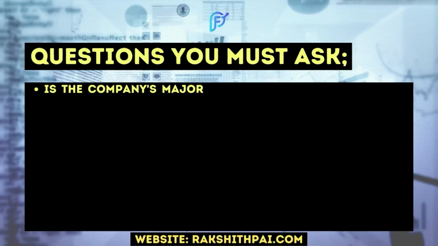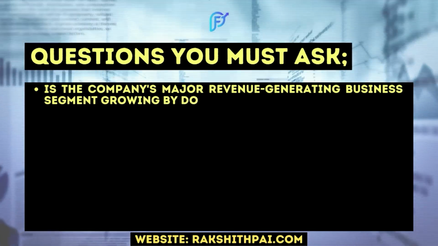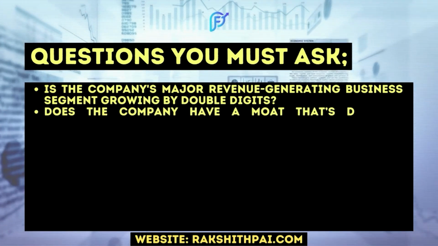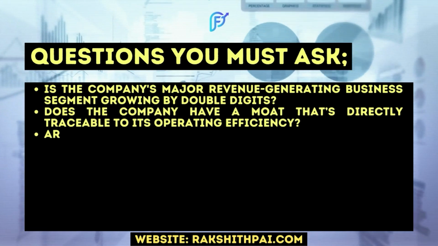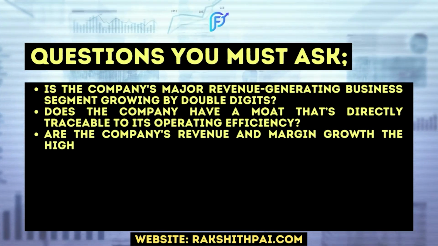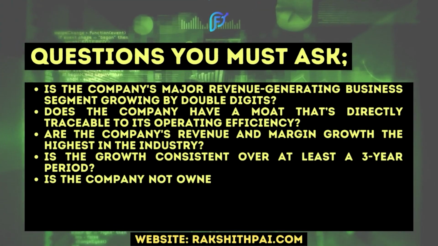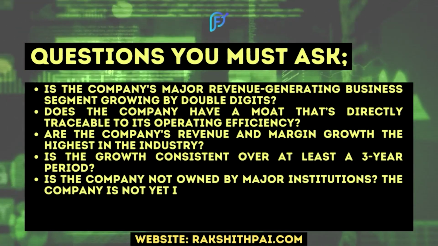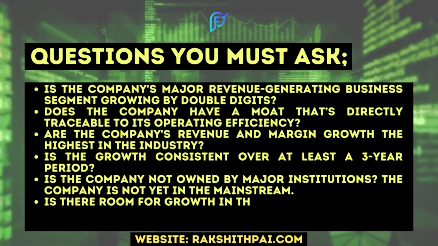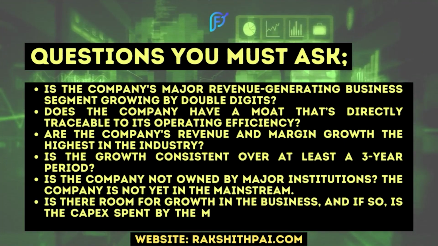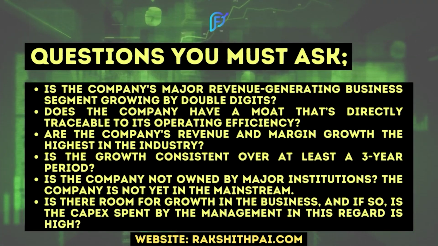In order to identify a fast grower, ask these questions. Is the company's major revenue generating business segment growing by double digits? Does the company have a moat that's directly traceable to its operating efficiency? Is the company's revenue and margin growth the highest in the industry? Is the growth consistent over at least a 3-year period? Is the company not owned by major institutions? The company is not yet in the mainstream. Is there room for growth in the business, and if so, is the capex spent by the management in this regard high? If the answer to all or any of these questions is a yes, then you may be looking at a fast grower.